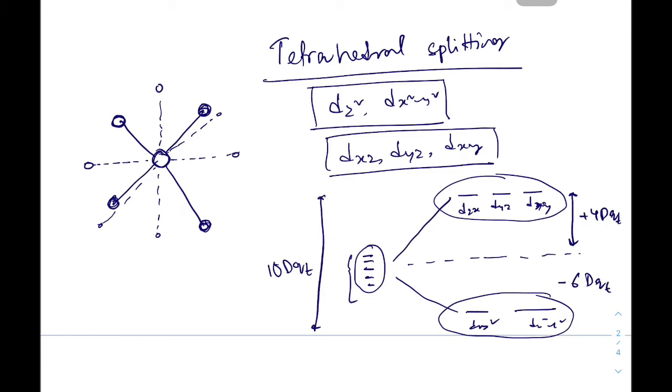Similarly, these 3 orbitals are degenerate. It is termed as T2, and this is doubly degenerate. It is termed as E in case of tetrahedral. Type of splitting.